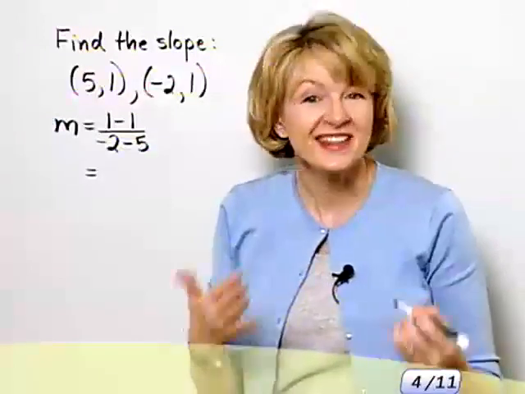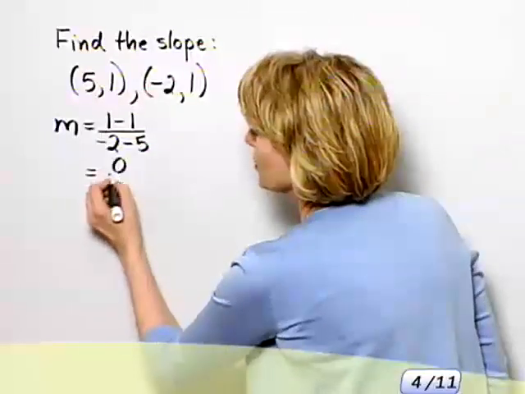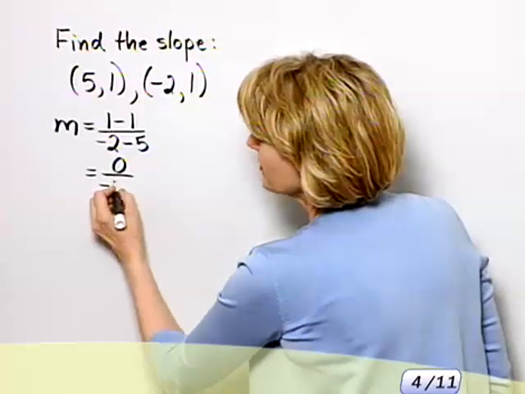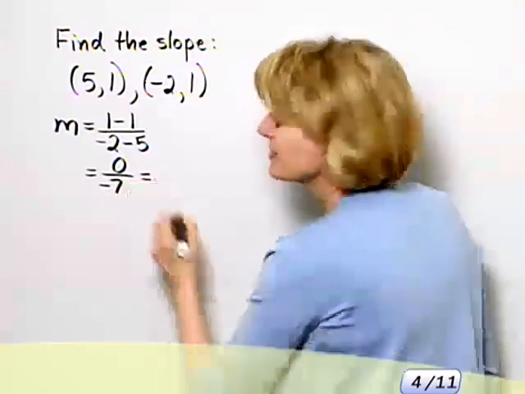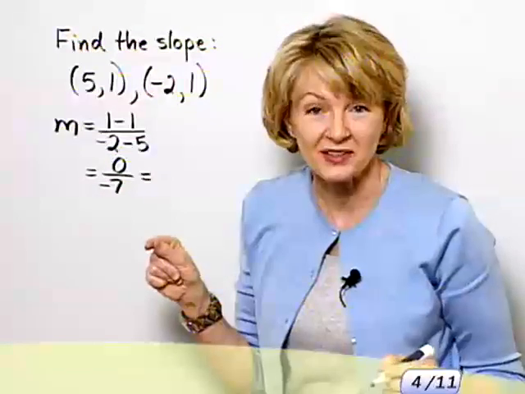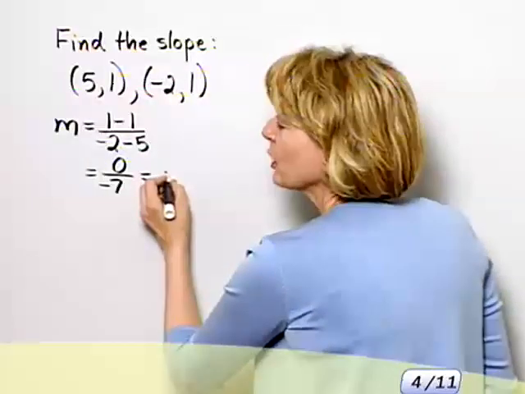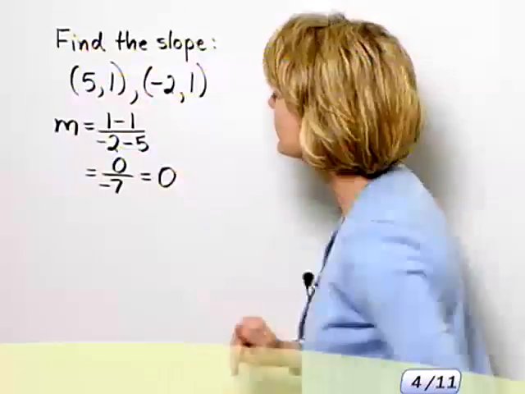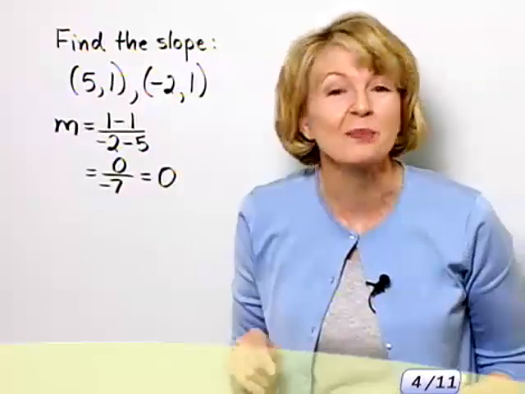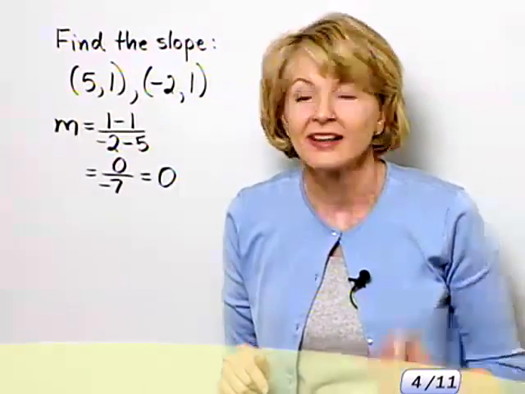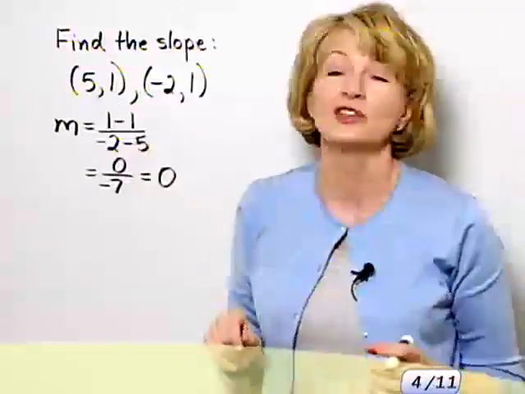1 minus 1 is 0 over negative 2 minus 5, that's negative 7, but 0 in the numerator is okay as long as it's not 0 in the denominator. 0 over negative 7 is 0. This slope is 0. Let's see what the line through these 2 points looks like.